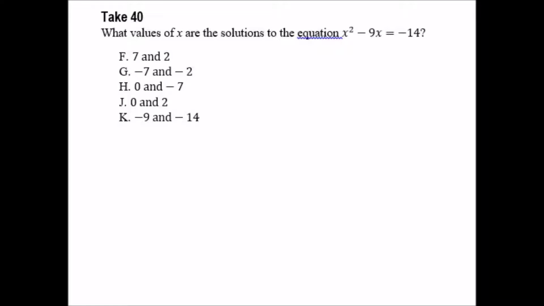Here we want to know which values of x are the solutions to the equation x squared minus 9x equals negative 14. In order to find the solution, we need to set it equal to 0. So we need to rewrite this equation with 0 at the end. So x squared minus 9x equals negative 14.